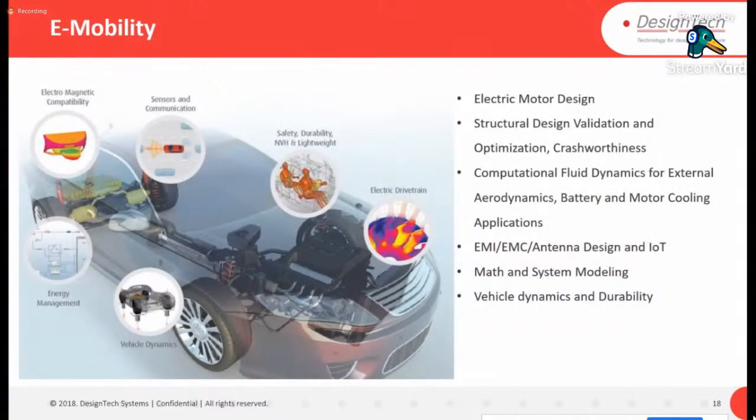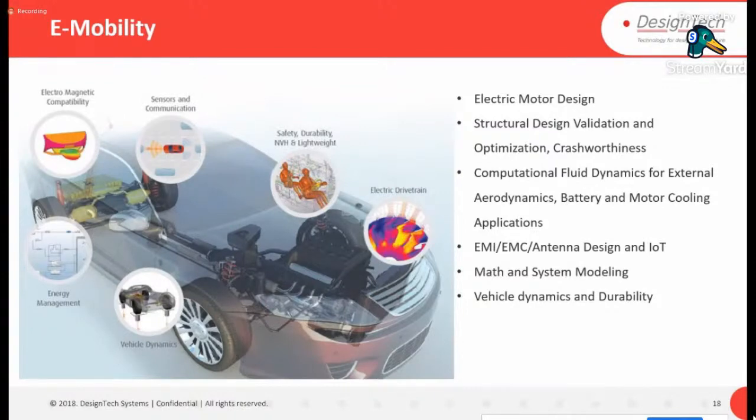EV is an important area. You know, the boom of electric vehicles in India is humongous. You have the biggies who are actually manufacturing it, but there are a lot of startup organizations who are working on the area of e-mobility.